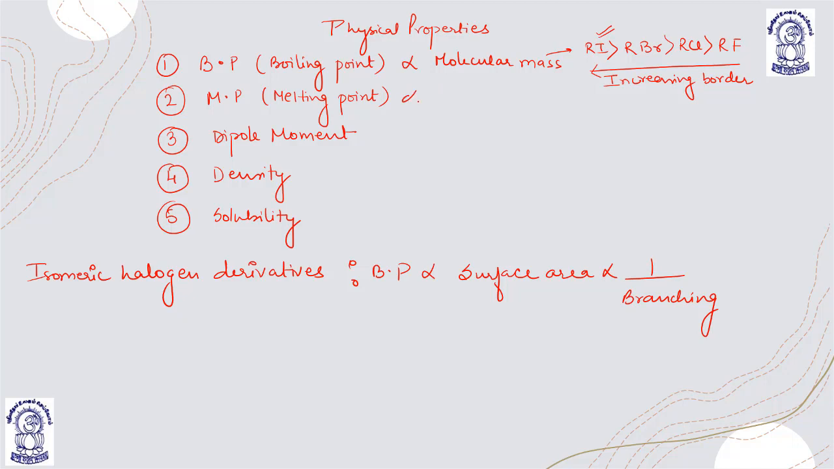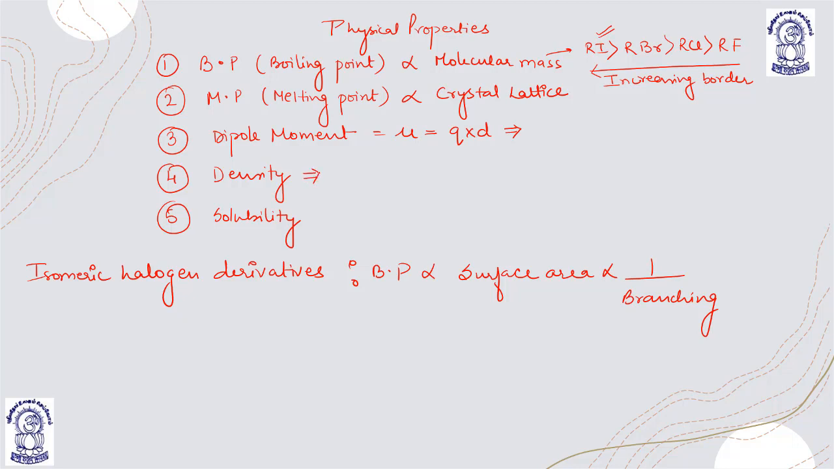Melting point directly depends upon the percentage packing efficiency, that is, the crystalline lattice. So the more the branching, the higher the melting point, and the lesser the surface area. Dipole moment is defined as mu equals q into d. As the distance of separation increases, the charge increases, and the dipole moment increases.